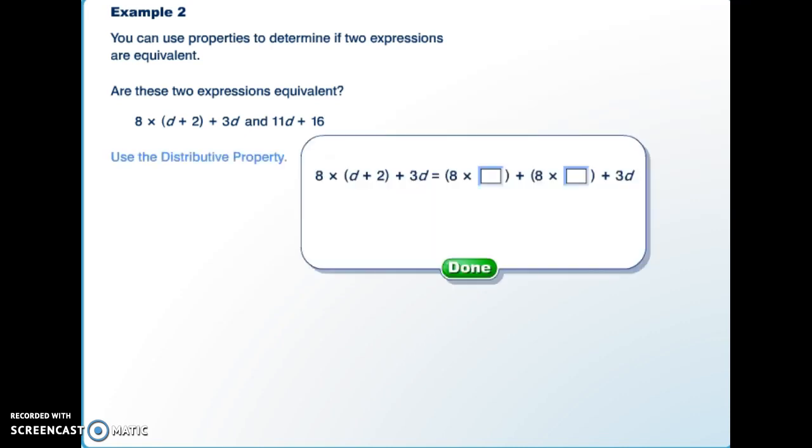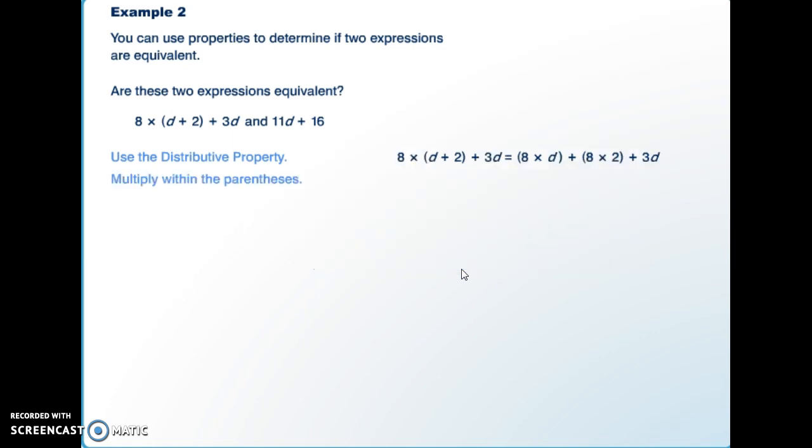Example 2. You can use properties to determine if two expressions are equivalent. Are these two expressions equivalent? Simplify the first expression and compare it to the second expression. Use the distributive property. Type your answers. That's right. The correct answers are D and 2.